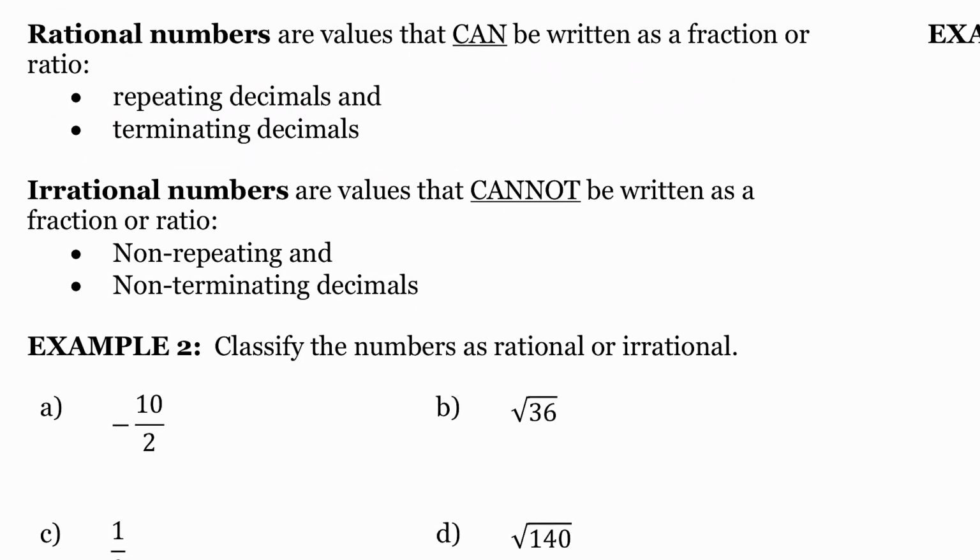Irrational numbers are numbers that can't be written as fractions or ratios. Why not? Because they're non-terminating decimals. They keep going forever and ever and don't repeat. They never repeat, and they never end.